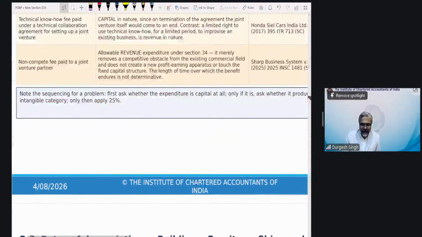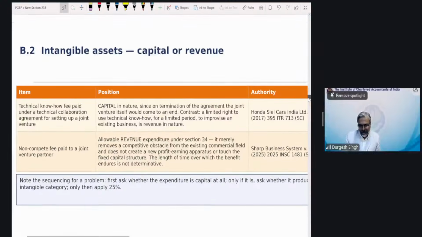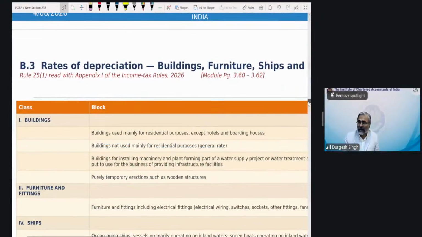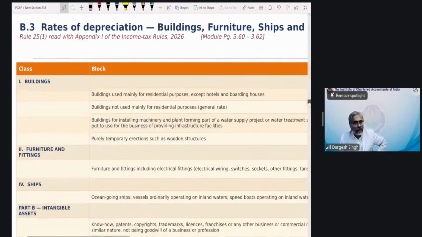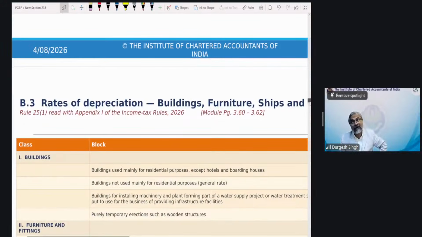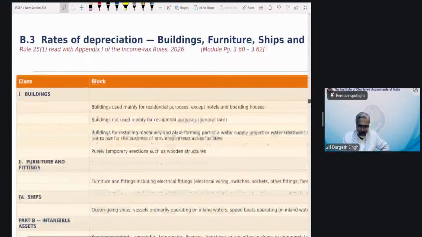Now, students, hear it. We will come to this capital or revenue part a bit later. This is also covered: the Sharp Business System case, a very important case law, the 2025 Supreme Court judgment. It is covered in the module very extensively, but we will primarily cover it in the general deduction. In the module, it has been covered very extensively, this 2025 Supreme Court judgment. So I will cover it in the general deduction. I'll wait for that turn to come.